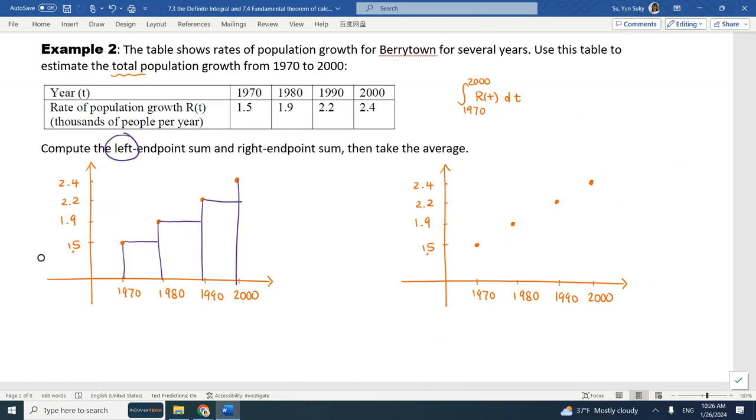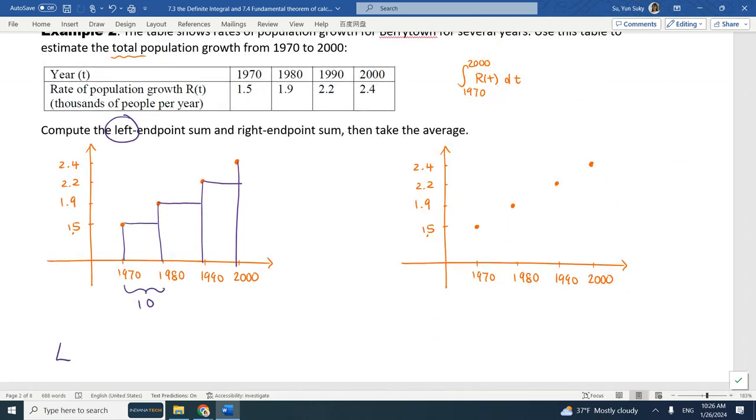What's the width? 10. Yes, the width is 10. So the left endpoint sum, how many rectangles are there? 3. So we put L3. This stands for left endpoint sum, and we have 3 rectangles. Okay, the first rectangle. What's the width? 10. What's the height? Yes, 1.5. See, height is 1.5.